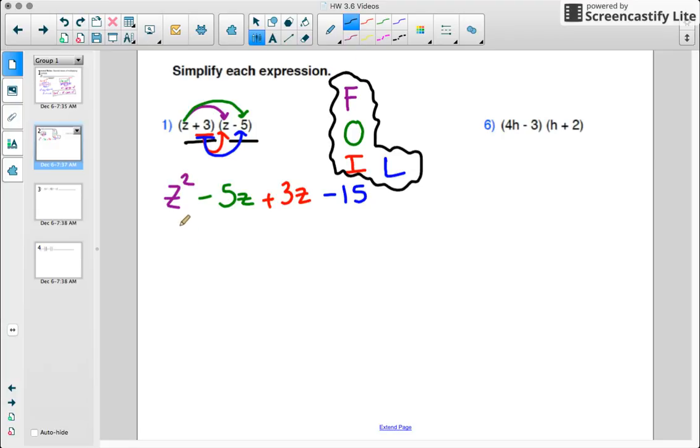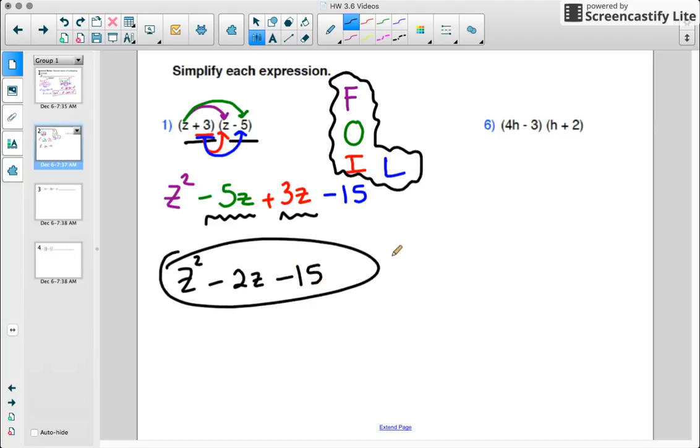And let's go ahead and combine any like terms. So are there any other z squared terms? No, so z squared will be part of my answer. Are there any other z terms? Yes. So we've got -5 and 3 of these, so we've got -2z. And are there any other terms, constants, that are just a number by themselves? And no. So this will be our answer.